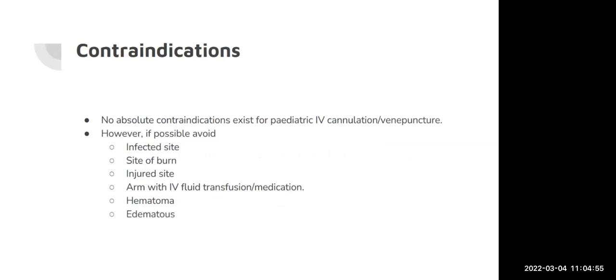So for contraindications, there is no absolute contraindication for VBG. However, if possible, we need to avoid any infected site. We have to avoid taking blood from a site of burn, any injured site, and we have to avoid taking blood from the arm with IV fluid transfusion or medication, and then we have to avoid hematoma sites and edematous limbs. Okay, next.